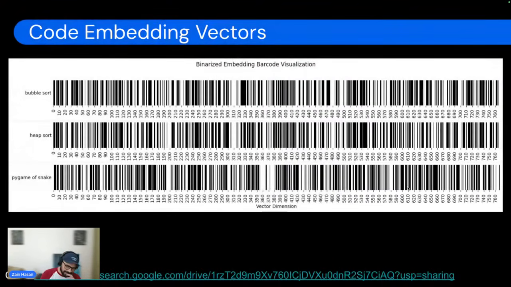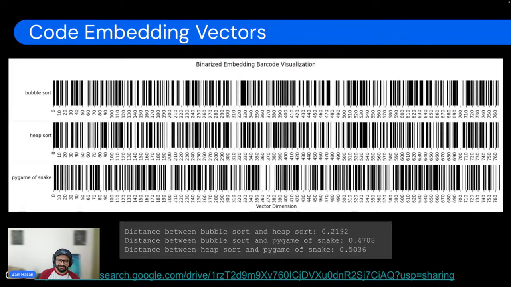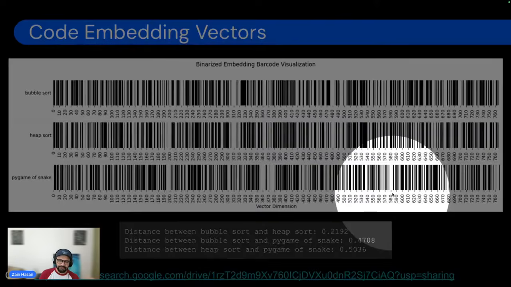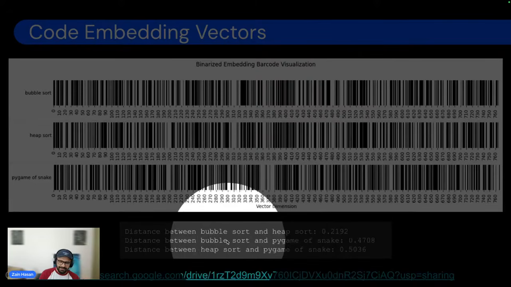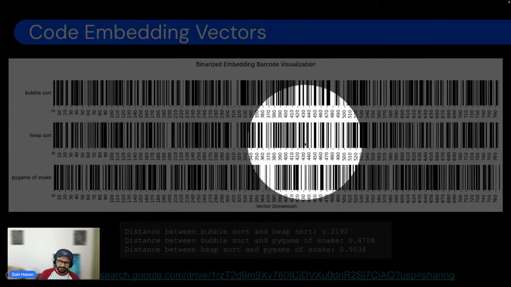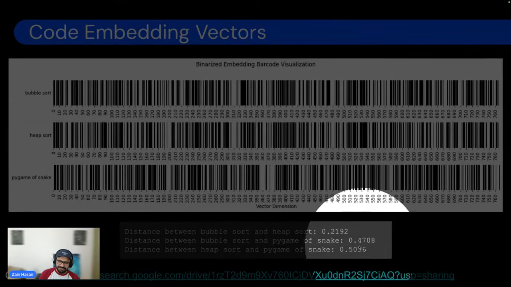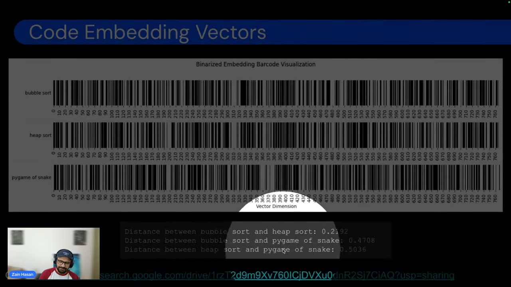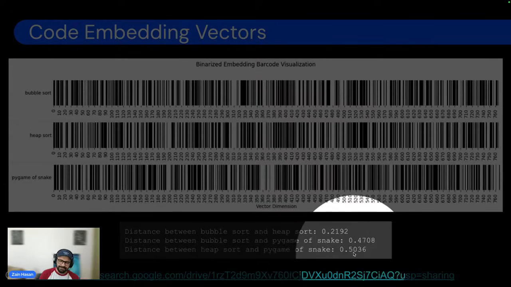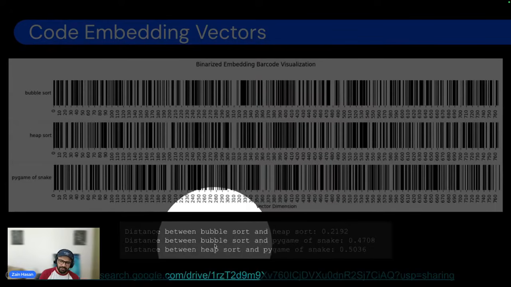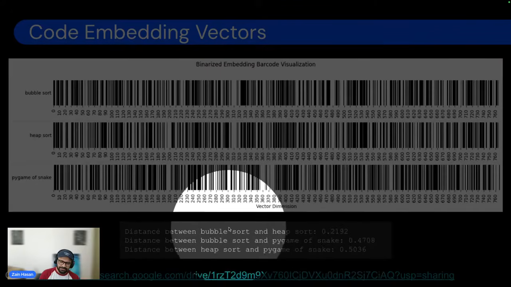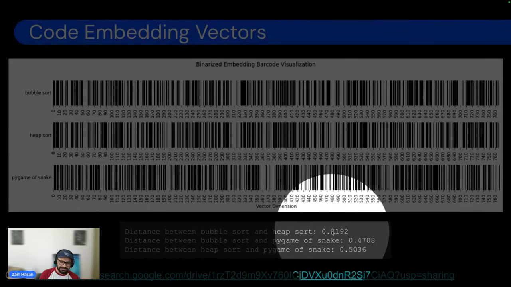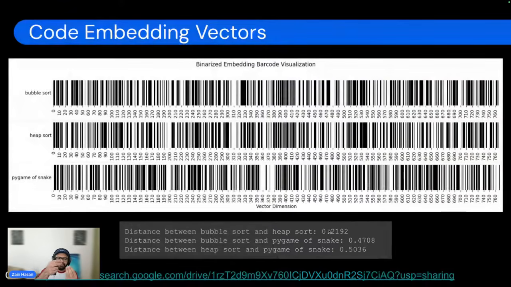So then what I actually did is I went in and calculated the distances between the bubble sort vector and the heap sort vector, and that was 0.2, 0.22, let's say. And then the bubble sort and the Pygame vector was actually around 0.5. And then the heap sort and the Pygame vectors were 0.5 as well, right? So notice how code that is irrelevant or dissimilar has a higher distance. The vectors have a higher distance. Code that is more similar, bubble sort and heap sort, the vector distance is actually smaller. So those vectors are closer together in embedding space.